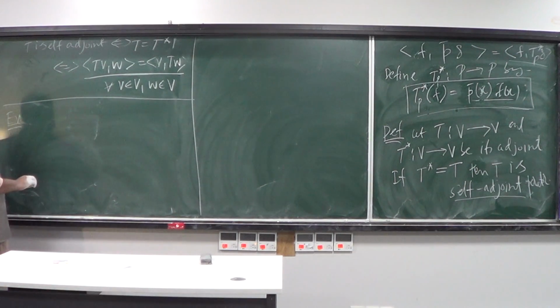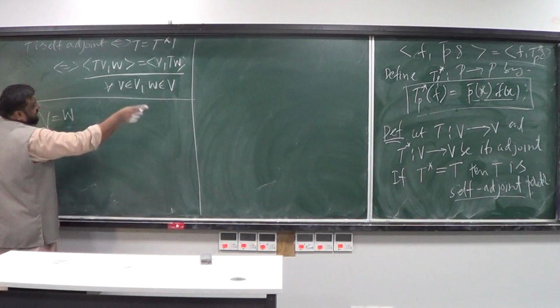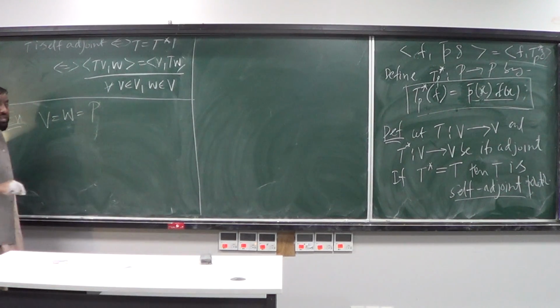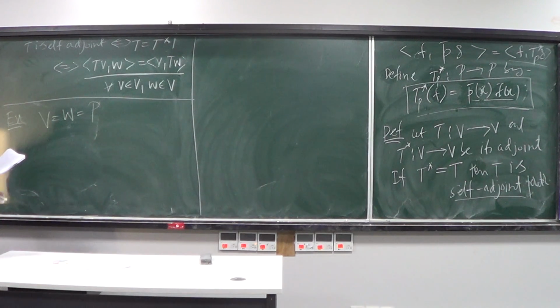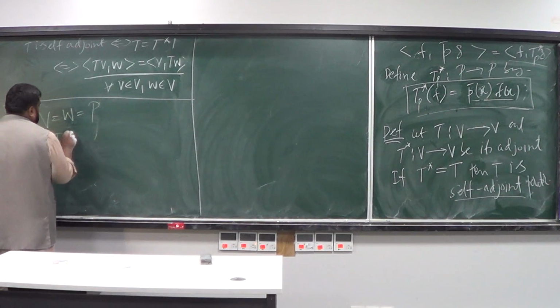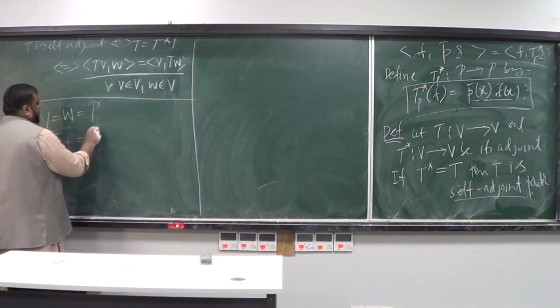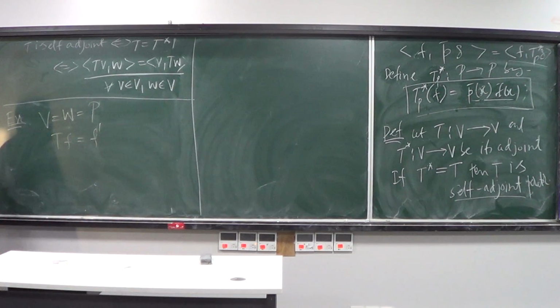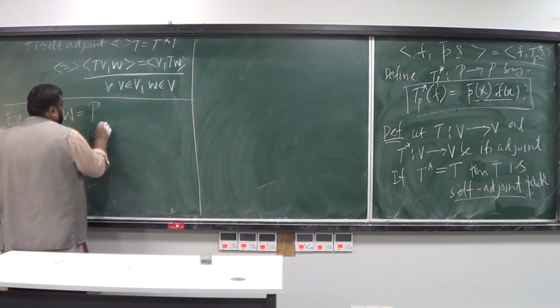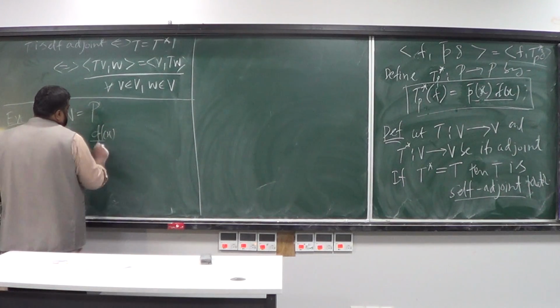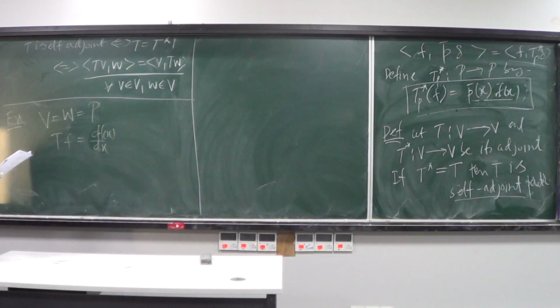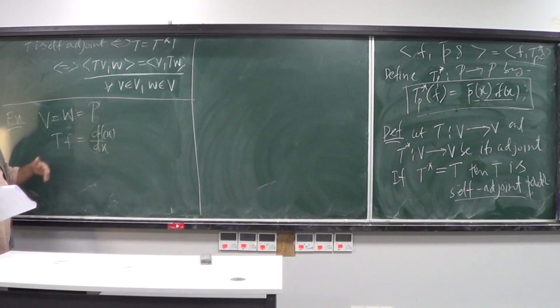Here's an example. Let's take V and W as previously, the space of the polynomials on the interval 0 to 1. And define a linear transformation T that is equal to the derivative of it. So in other words, this is equal to d f of x by dx. So the differentiation operator.